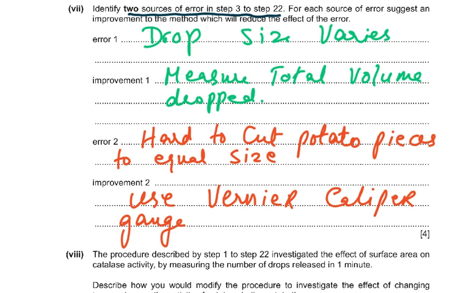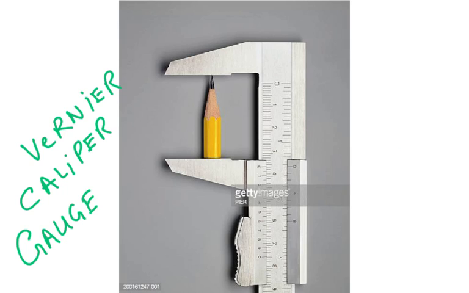The second error was it was hard to cut potato pieces to equal size. So you use a vernier caliper gauge. You can see this is the vernier caliper gauge. So please, everybody should know what this is.